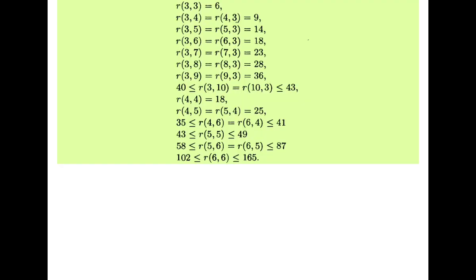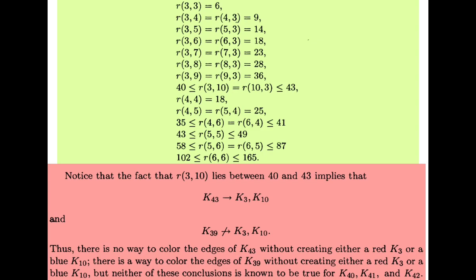So these are some more results about the Ramsey number, and as the number increases the problem becomes more and more complex. So for example, for R(3, 10), K43 goes to (K3, K10), K39 does not, but we cannot say anything about K40, K41 and K42, and that's why R(3, 10) is still unknown.